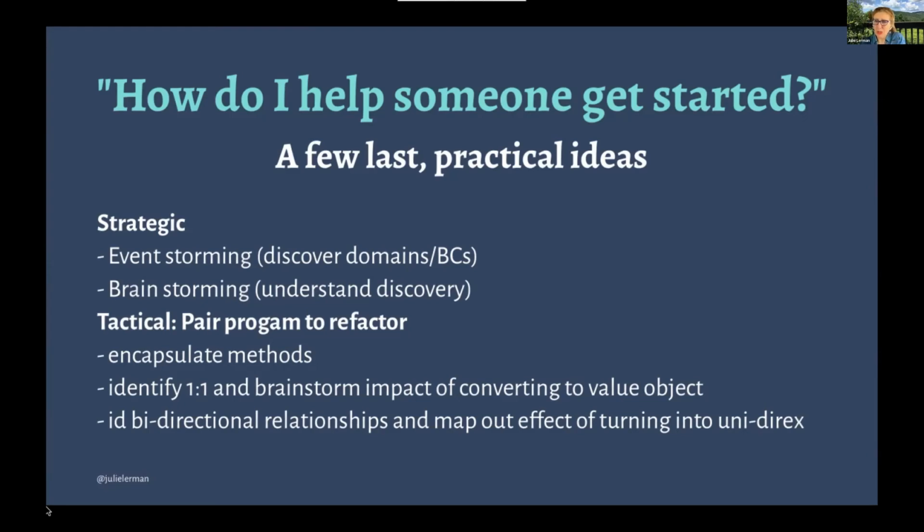What you can do on a smaller scale is, for example, for the tactical side, where you really focus on code and design, pair program, right? Pair program with somebody who knows at least some of the ideas already, and think about doing some refactoring, right? Like do some encapsulation, see if you can identify aggregates, identify the root of an aggregate, right? There's all kinds of things you can do.